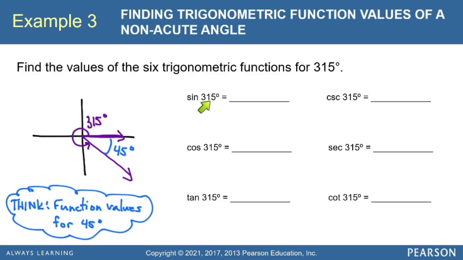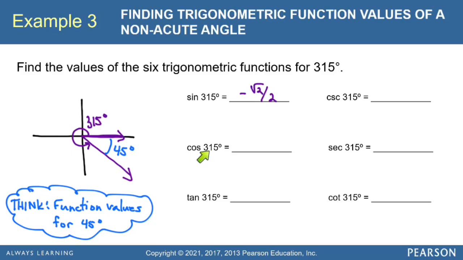So for the sine of 315 degrees, we know that 315 is a quadrant 4 angle, and we know sine values are negative in quadrant 4. So we'll put our negative down, and then the sine of 45 degrees is square root of 2 over 2. So the sine of 315 degrees is negative square root of 2 over 2.